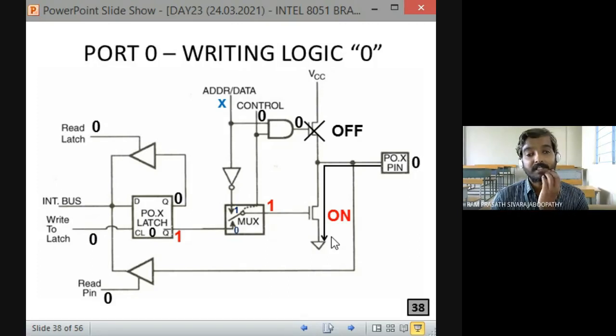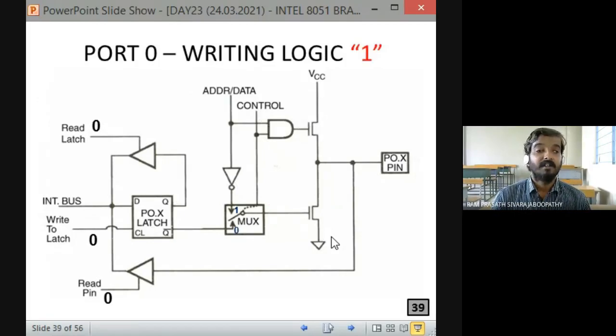Similarly, let us look at writing logic 1. Shall we go into writing logic 1? Yes. Okay. Fine, so the same thing. If the control is 0, then address and data are don't care. So the mux connects the complemented output of the port latch, and it is getting as input to the field effect transistor. So the upper FET is in off condition as we are doing IO operation. Now the internal bus has 1, it is stored in the latch, and the latch is disabled. Then no need to bother about the internal bus content.